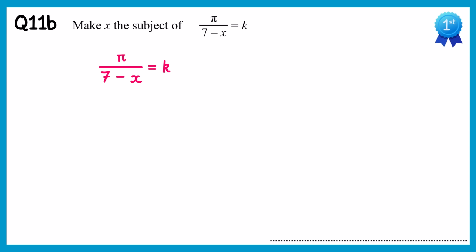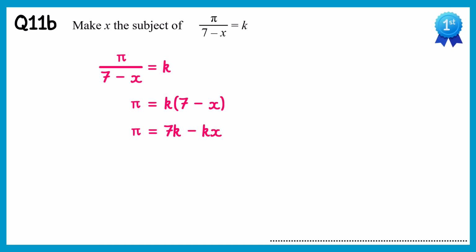We'll start off by multiplying both sides by 7 minus x. On the left-hand side, this will cancel the 7 minus x and just leave us with pi. On the right-hand side, though, we need to multiply k by 7 minus x. So we get k lots of 7 minus x. On the right-hand side, we can expand this bracket. So we've got pi on the left, and then k times 7, which is 7k, and then k times negative x, which is negative kx.